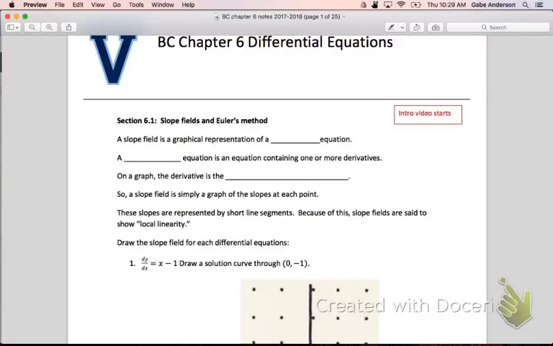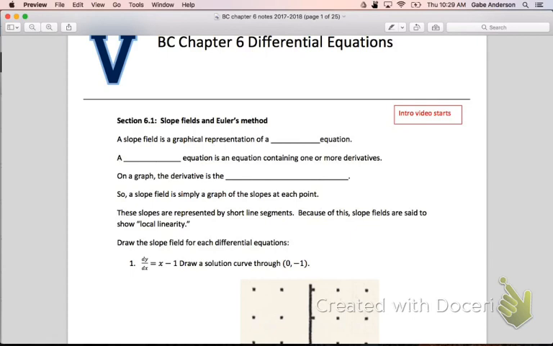This is the intro video for AP Calculus BC. We're going to be looking at Chapter 6 and specifically Section 6.1. Section 6.1 is about slope fields, which is something that most of you have seen before, and something new, which is Euler's method. We're going to start off with some slope fields here.